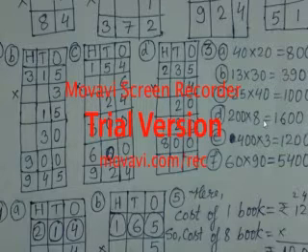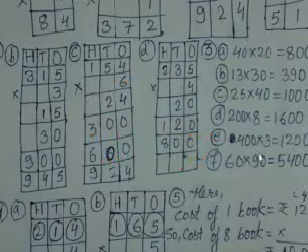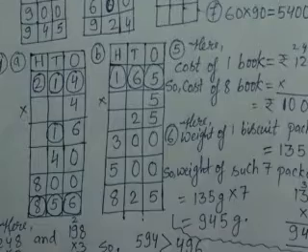2 into 8 is 16 and 2 zeros are there. 4 into 3 is 12 and 2 zeros are there. 6 9s are 54 and 2 zeros are there. Like this you have to do.